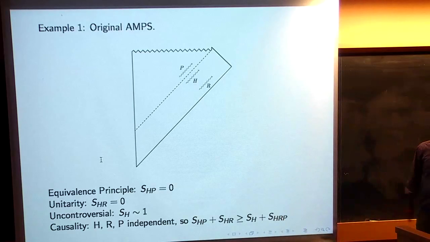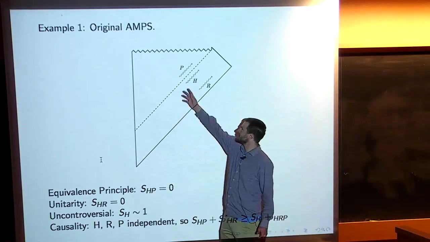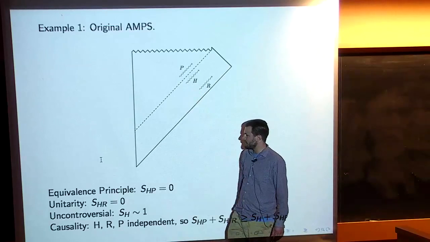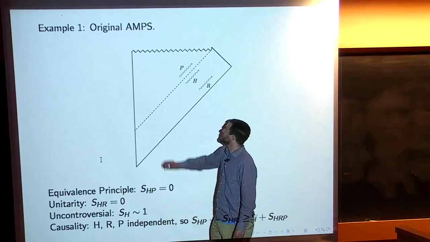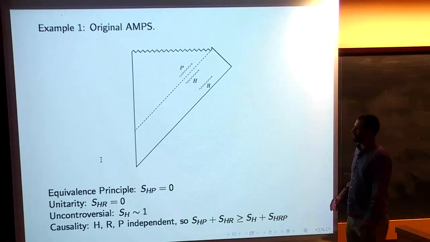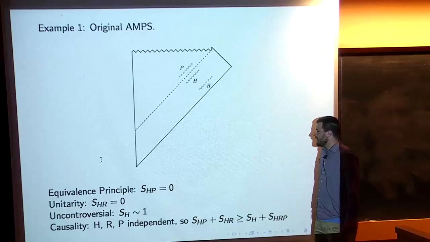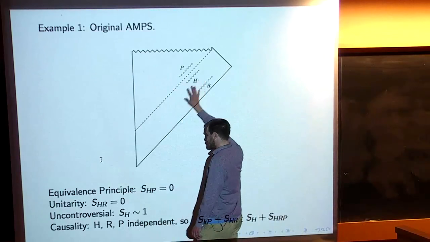So the equivalence principle says that these two should be in a pure state together. Unitarity tells us that H should be purified by some set of the outside radiation. Something that, in this controversial subject, everybody seems to agree on is that if this is a Hawking mode, then it should be entangled with something or other. It should not be in a pure state. This is because we're considering frequencies of order the temperature. And then effective field theory tells us that since these are space-like separated, they're independent systems. And so we can use strong subadditivity.